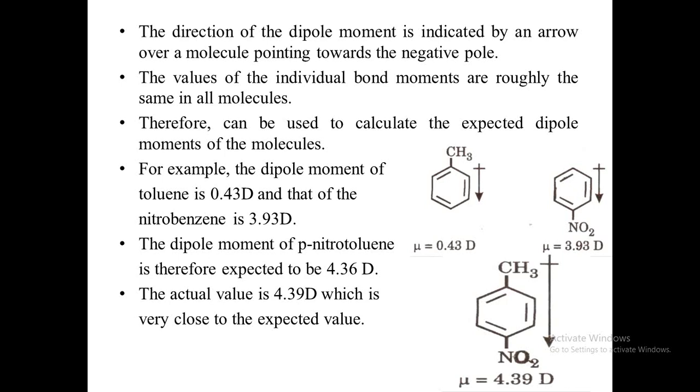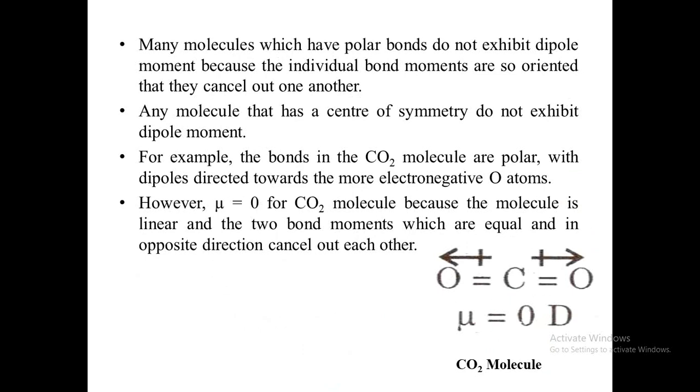So in the third example, we have these similar groups attached at the same positions but within the same molecule. So we are expecting that its dipole moment should be equal to 0.43 plus 3.93. When its dipole moment was practically determined, it was very close to the expected dipole moment: expected was 4.36 D and the actual value was 4.39, which is very close to our expected value.